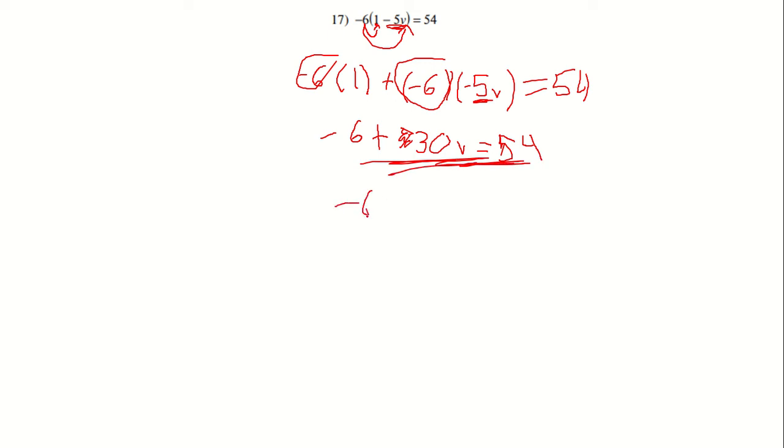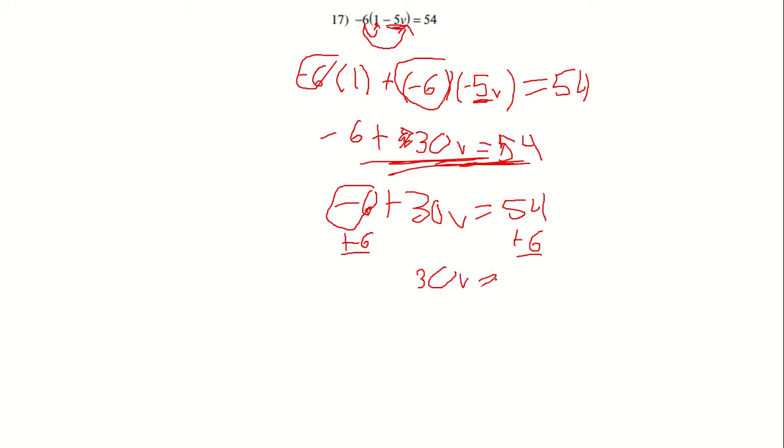So once again we have negative 6 plus 30v equals 54. And our next step is to eliminate our constant. In this problem, our constant is going to be our negative 6 right here. So our inverse operation of negative 6 is to add 6 to both sides of the equation. So we add 6 right here and right here. So then we get 30v equals 60. What we've done here is we've added 6 to both sides, and we're left with 30v equals 60.